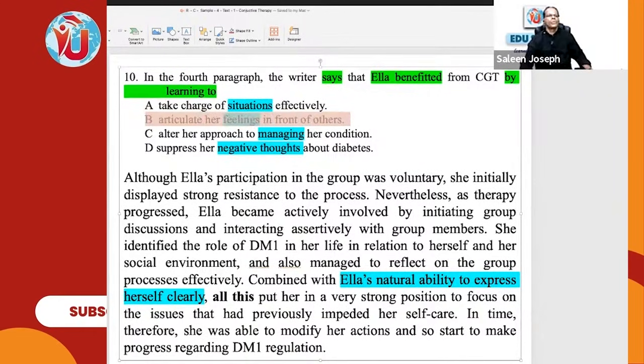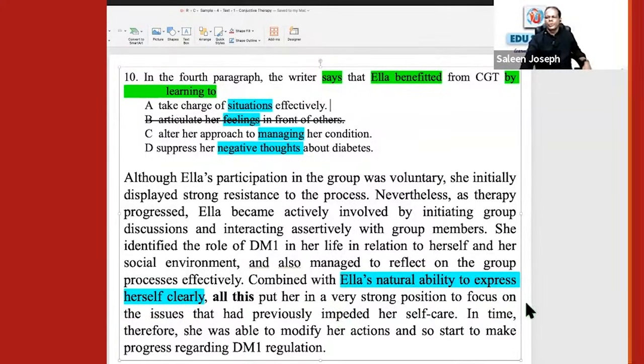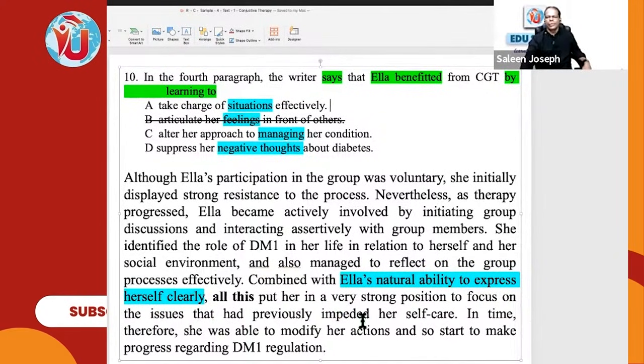Option D cannot be, because it's the natural ability. They are asking what she benefited from CGT. Option C, managing her conditions. The text says: all this put her in a very strong position to focus on the issues that had previously impeded her self-care. In time, therefore, she was able to modify her actions and so start to make progress.